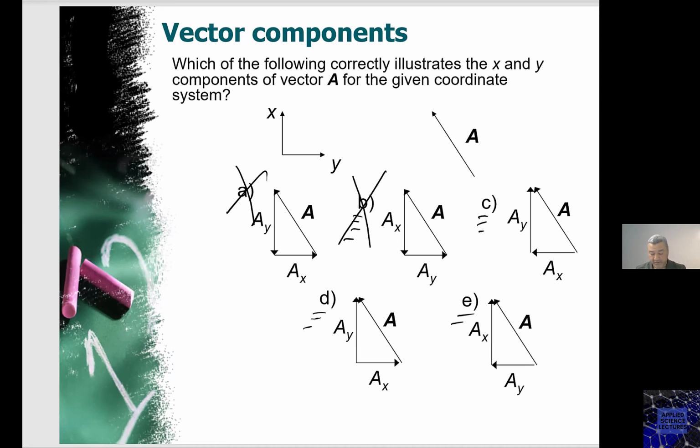What about C? AX is pointing in the wrong way. Okay, so let's agree on something here. The component that is vertical should be X, and the component that is horizontal should be Y. Excellent. Which means this is wrong and this is wrong.